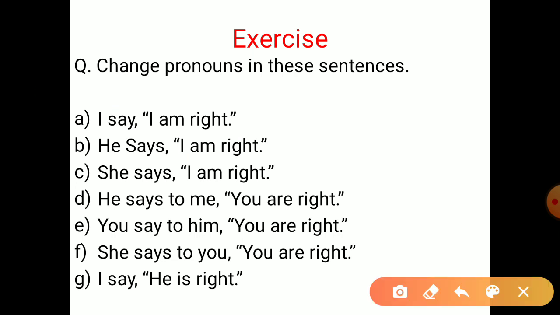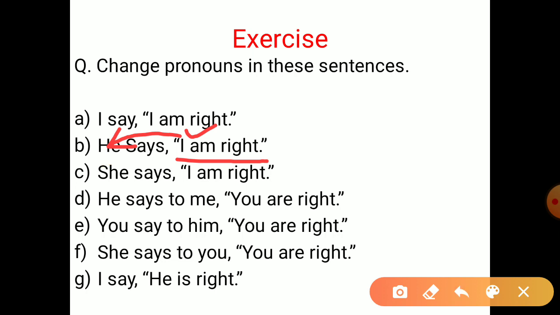So again, in this sentence we have I am right. Which pronoun is used? First person pronoun. This will change according to the subject of the reported verb. Subject is he. So I will change into he in this place. So the sentence would be: he says that he is right.